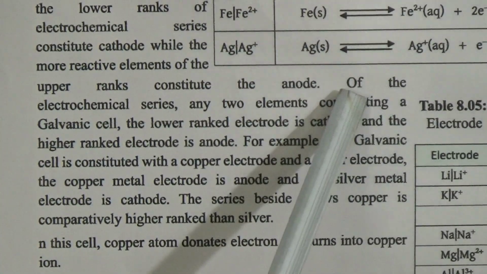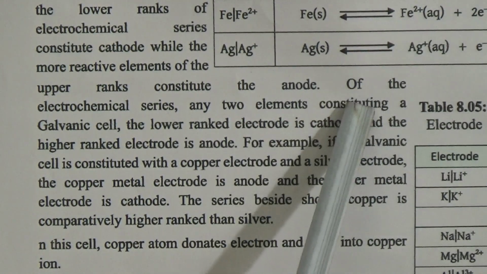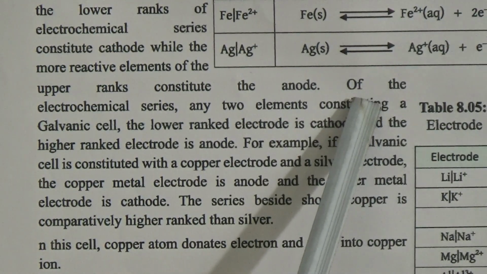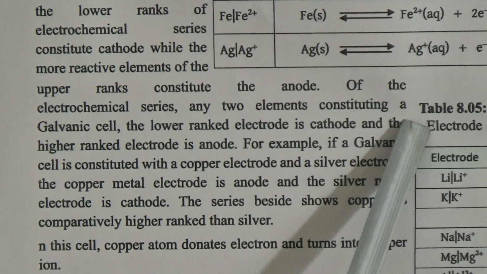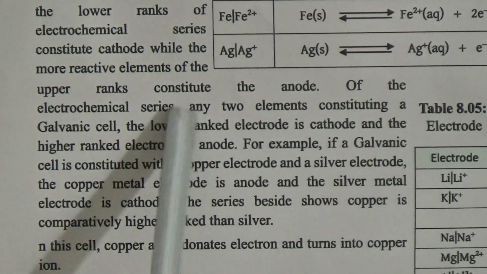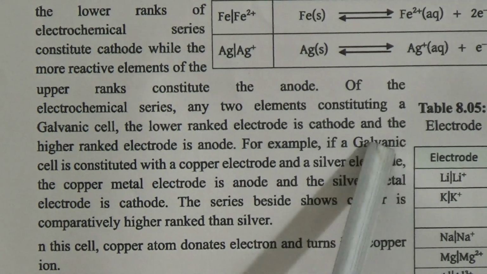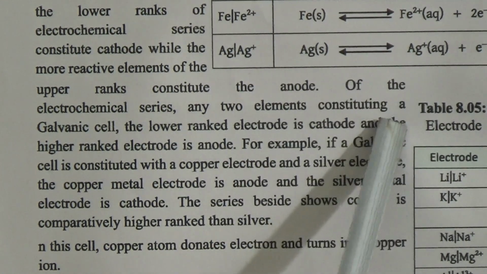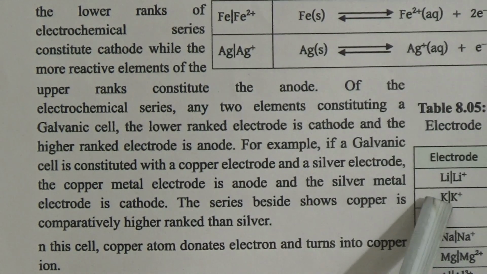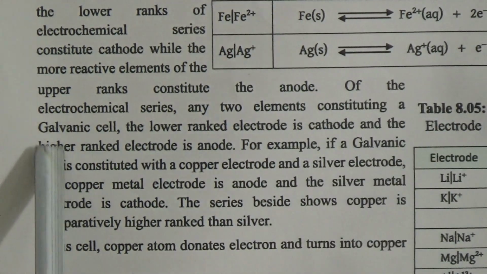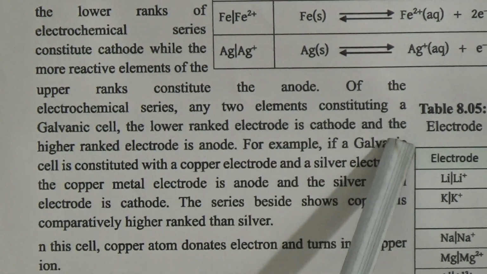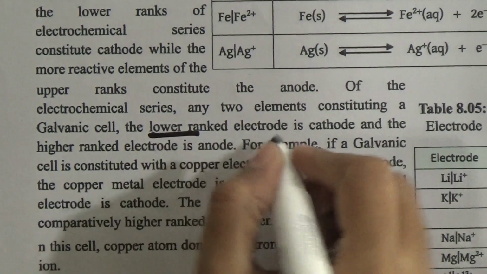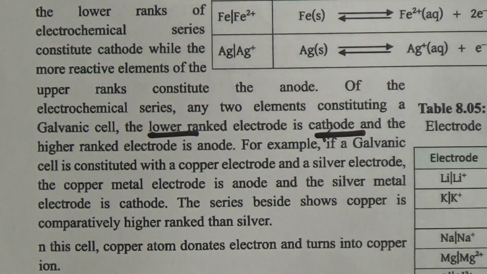That means if in a galvanic cell, potassium and silver are both used, copper will work as the anode, and the potassium will work as the anode. The lower rank electrode is the cathode. That means silver will work as the cathode, and potassium will work as the anode.